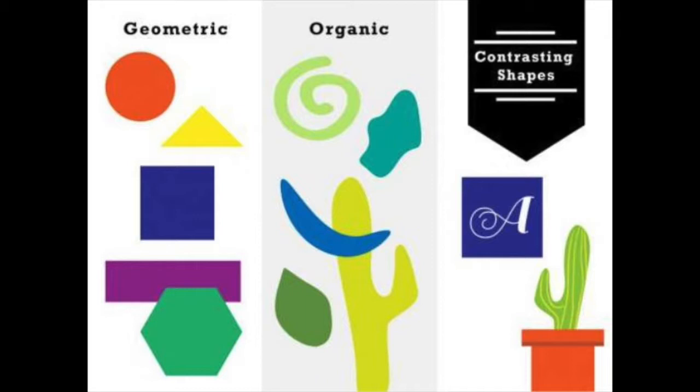Geometric shapes have very defined edges, straight sides. They can be measured, they can be recreated mathematically. Organic shapes are much more free-flowing. They don't really follow the rules that geometric shapes do.